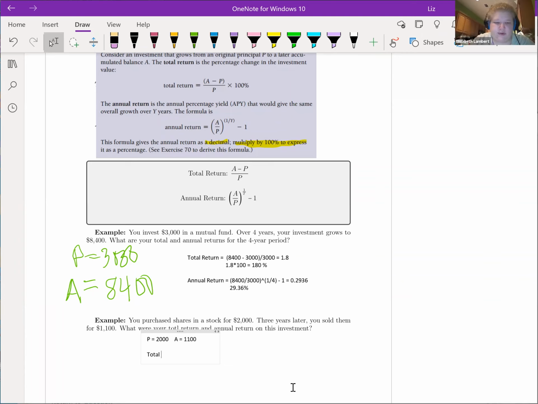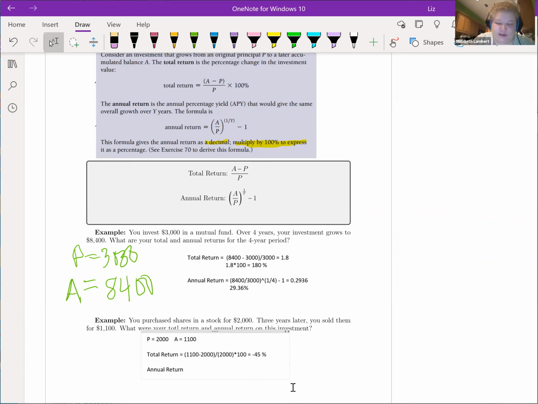All right, so total return is the A 1,100 minus the P 2,000 over P, over 2,000, because we want it as a fraction of what we started with, not the smaller number. And then we multiply by 100, so it's a percent. Negative 45%. That is our total return.